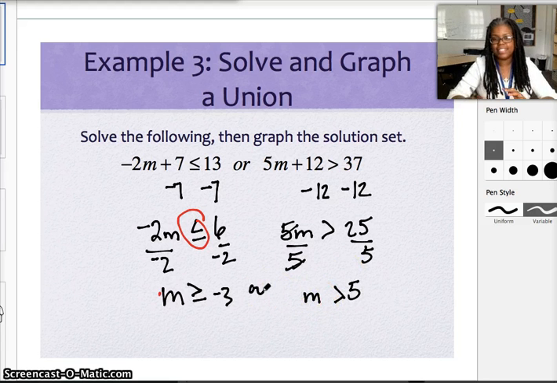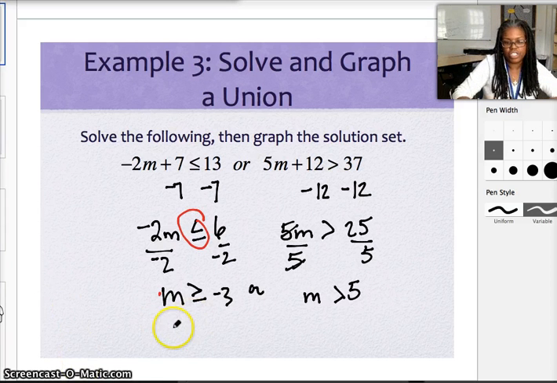So remember, this is not an intersection. I'm not looking for where they overlap. I'm just looking to say, hey, let's bring all of this together. So I'm going to graph each individually and bring it together. So here are my number lines, and here are my graphs.